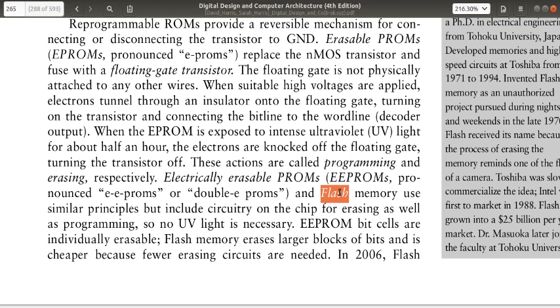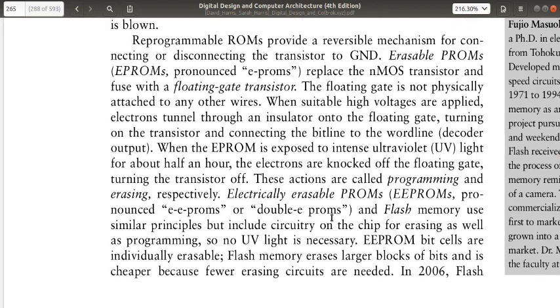So these are the types of ROM: regular ROM, programmable ROM, which is PROM, erasable programmable ROM, which is EPROM, then electrically erasable programmable ROM, EEPROM, and the last one is flash memory. So these are the different types of ROMs, and with this I am winding up the session on main memory.